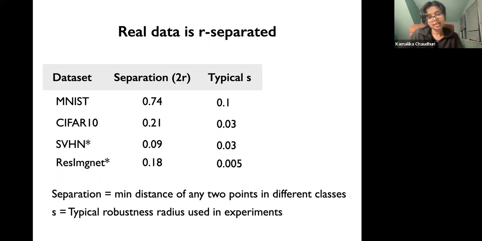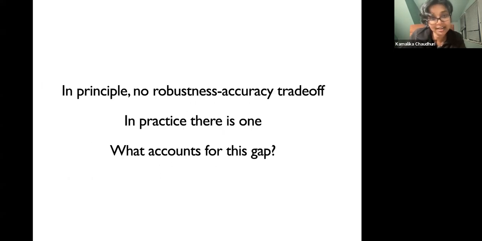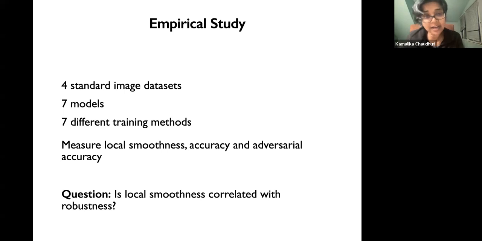Okay. So what you see is that real data, other than maybe 1 or 2 pairs which have labeling mistakes, does happen to be really R separated, much more than R separated. So what this means is that in principle, there is no robustness accuracy trade-off, because there is a function that will separate these data points without compromising on robustness or accuracy. However, in practice, there is one, right? And so the question is, what accounts for this gap? So we tried to look into it through an empirical study.